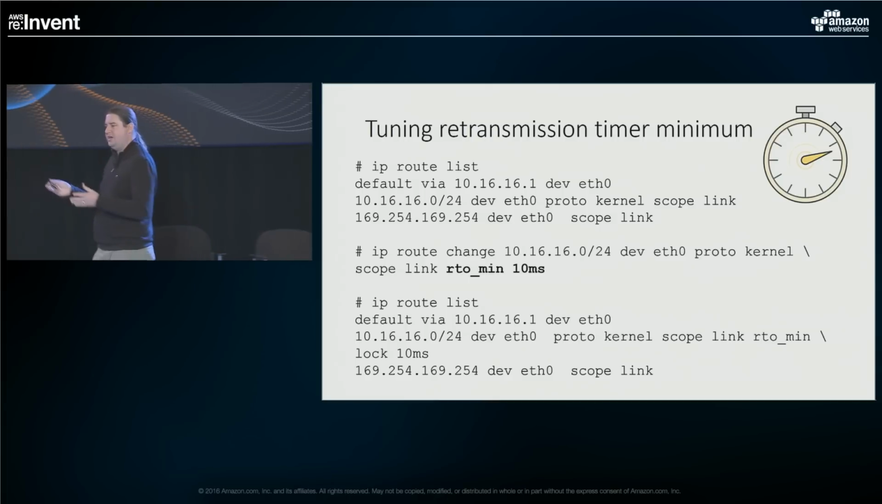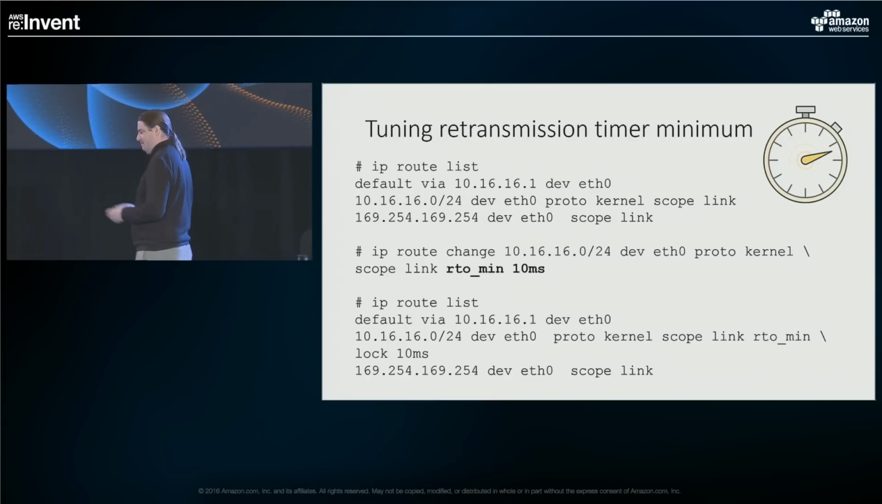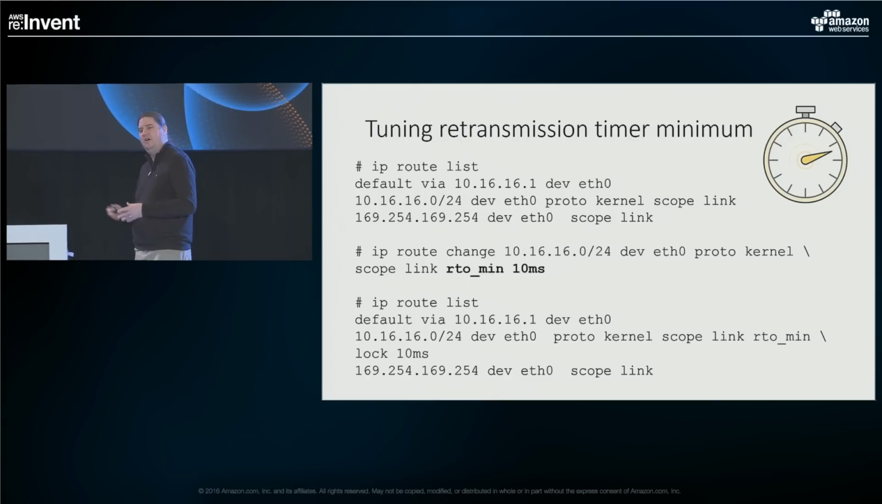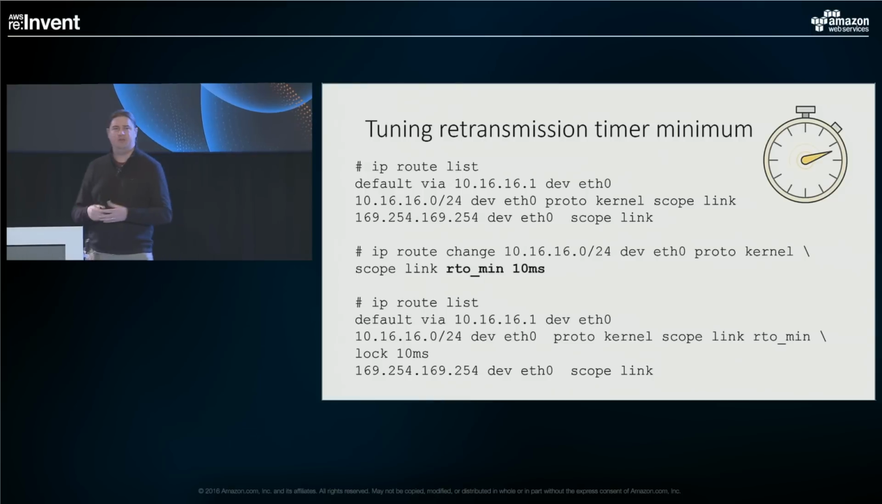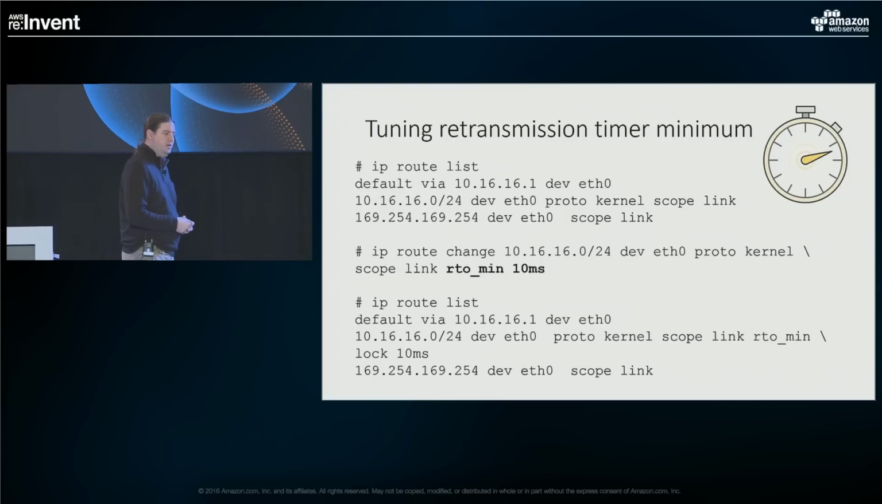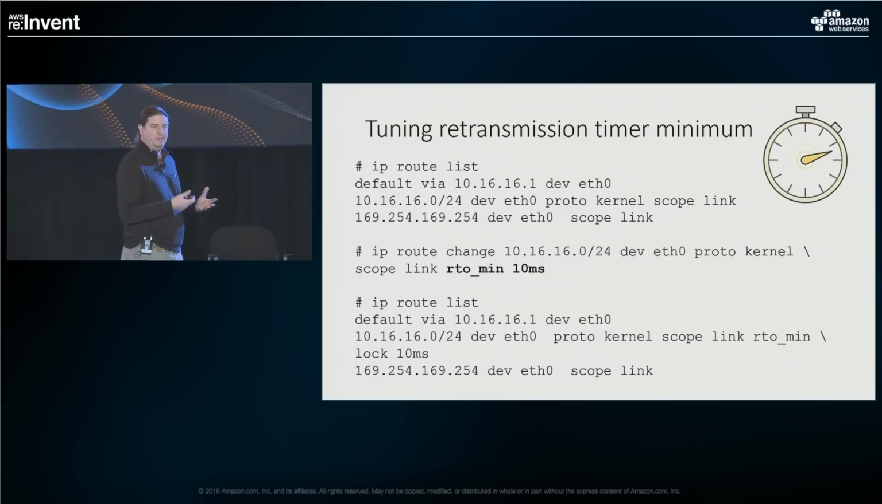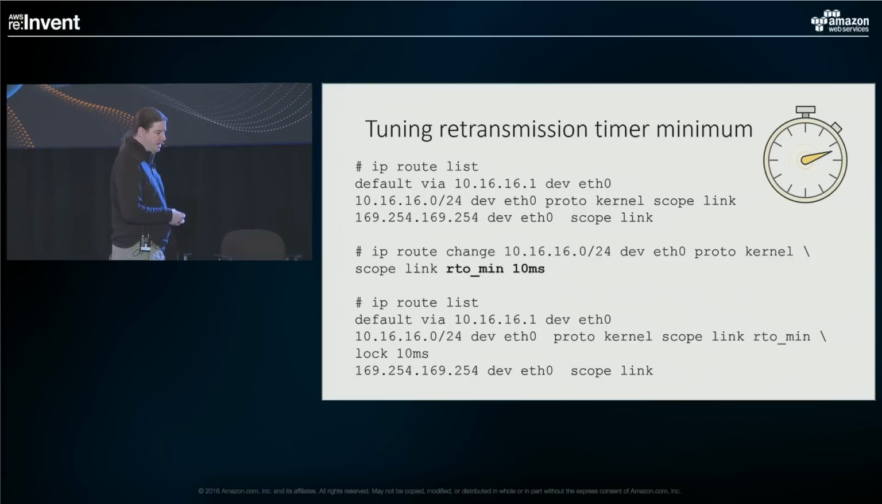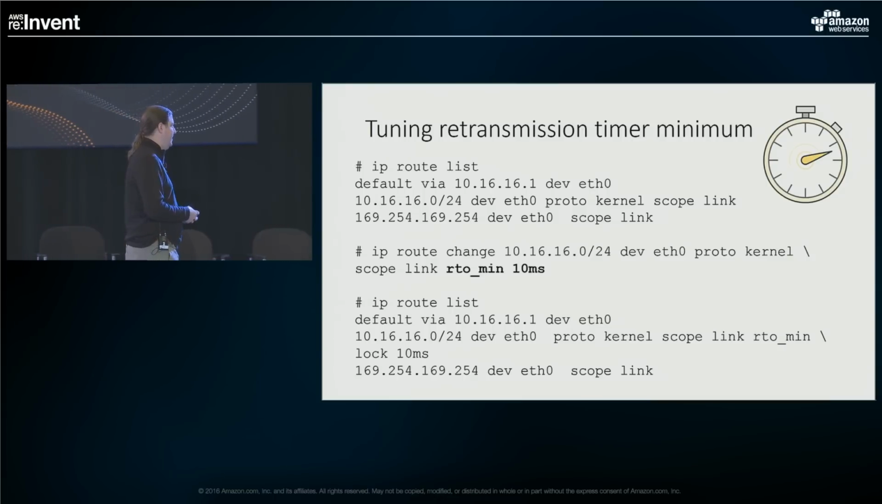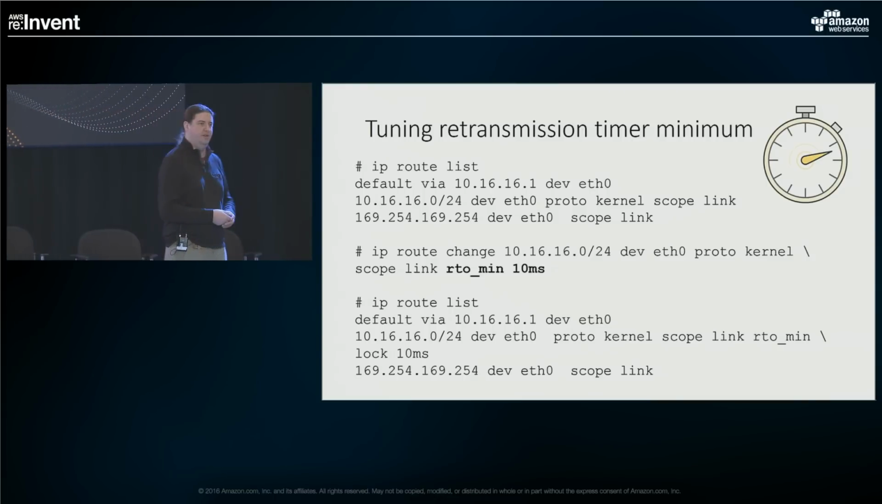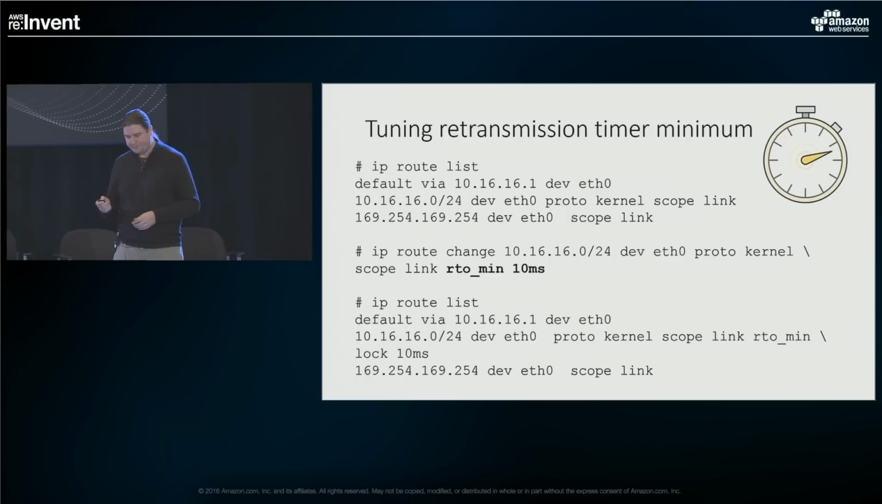So this should be a pretty comfortable buffer so that if I see a little bit of jitter, which does happen from time to time, I shouldn't have any spurious retransmissions. But at the same time, I will actually react fairly quickly because my expected round trip time is so low. And then again, if I list my routes after the fact, we can see the RTO min there has been applied.